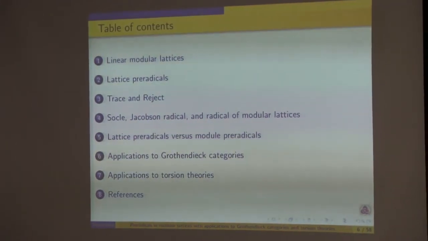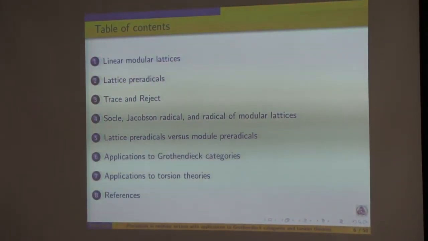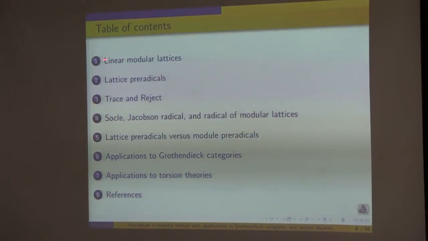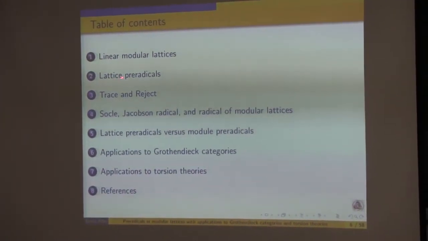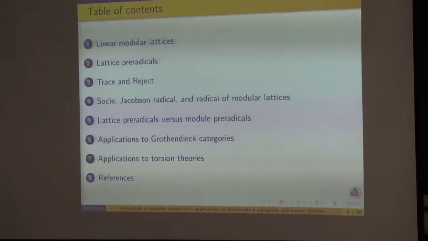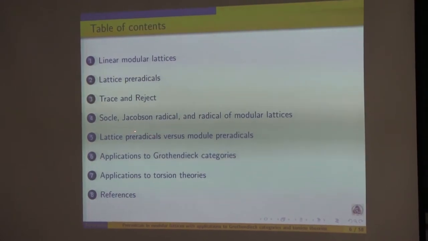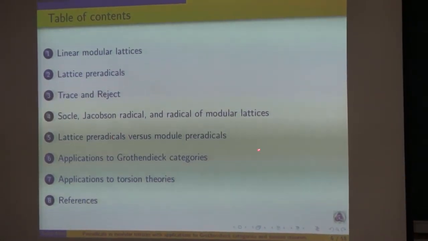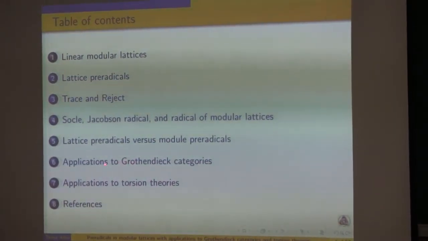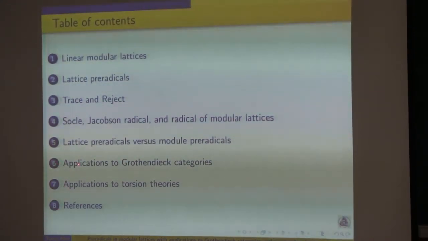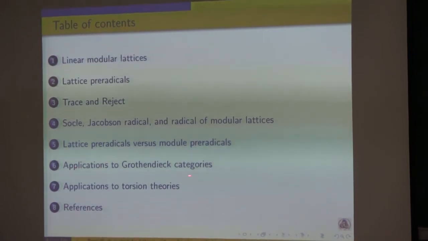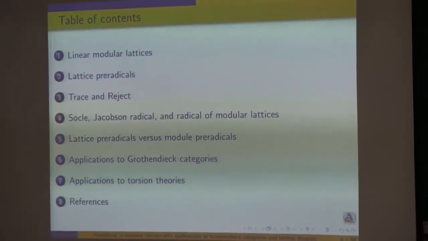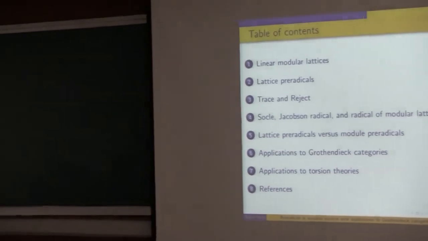Okay, this is the outline of my talk. We have 8 sections. In the first one, I will present the notion of linear modular lattice. Second one, lattice preradicals, trace and reject, socle, Jacobson radical, radical of modular lattices. Then we'll compare lattice preradicals with module preradicals. And in the last, except references, the last two sections, I will be giving an application to Grothendieck categories, I will define what that is, and an application to torsion theory, I will define it, so you have an idea what torsion theory is, what a Grothendieck category is.